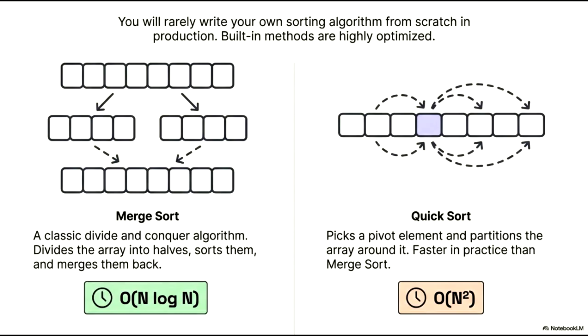On the right, we see quicksort, which operates by selecting a pivot element and partitioning the array around it. Elements smaller than the pivot are moved to one side, and larger elements to the other. Although its worst-case time complexity is O of n squared, quicksort is frequently faster in practice than merge sort due to lower constant factors and better cache efficiency. Choosing between these often involves a trade-off between merge sort's stable, guaranteed performance and quicksort's superior average case speed.